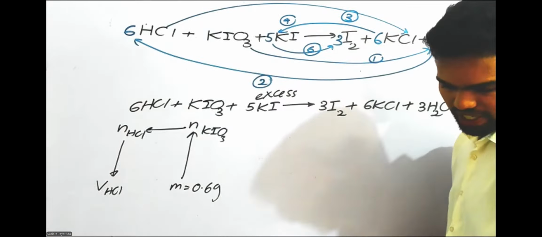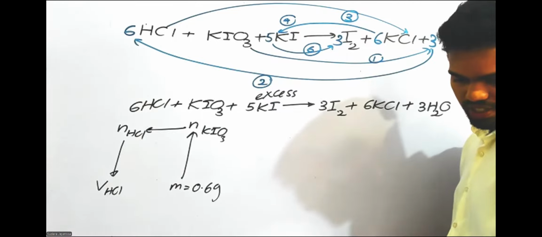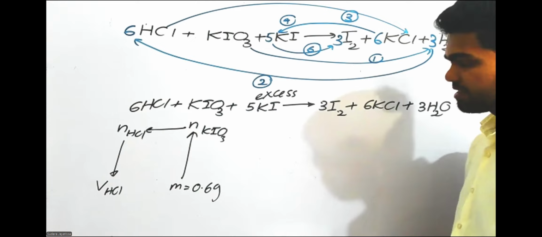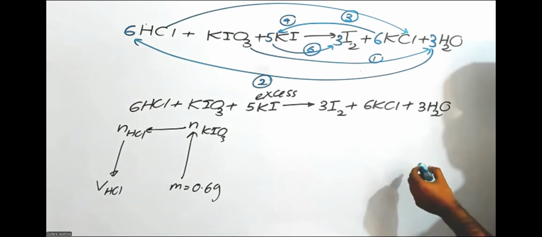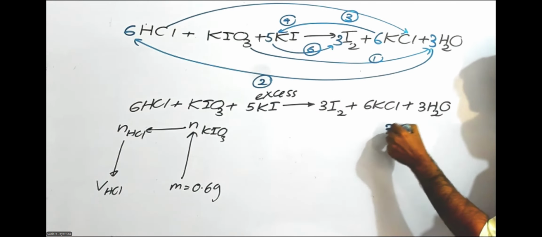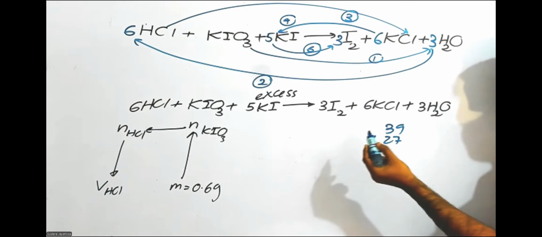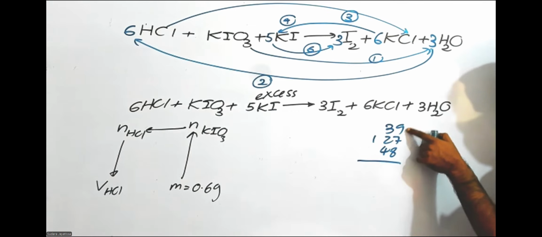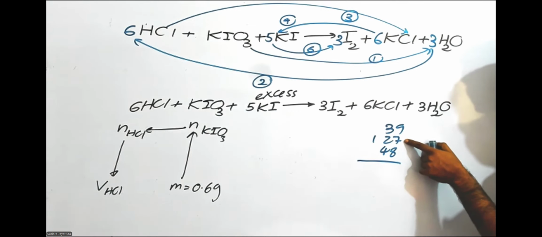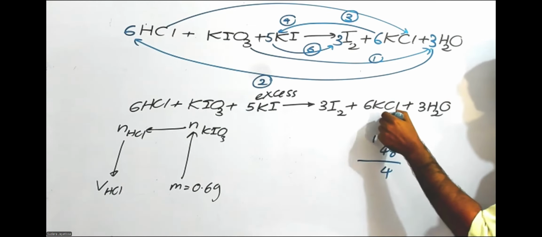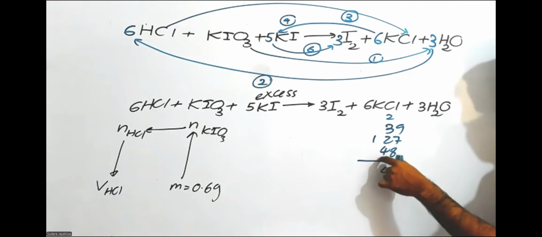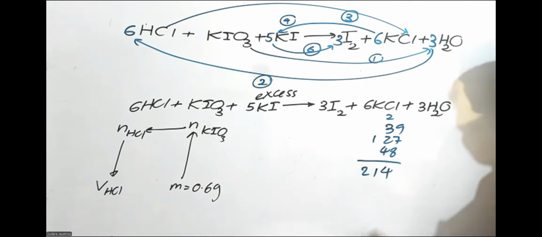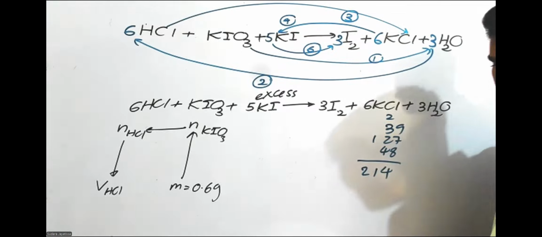Okay, so the mass of KIO3 is 0.6 grams, and the molar mass of KIO3 should be found. Potassium 39, iodine 127, 3 oxygen means 48. You add them: 9 plus 7, 16, 24; 5, 9, 11, 214. Okay, now it is not divisible, no?